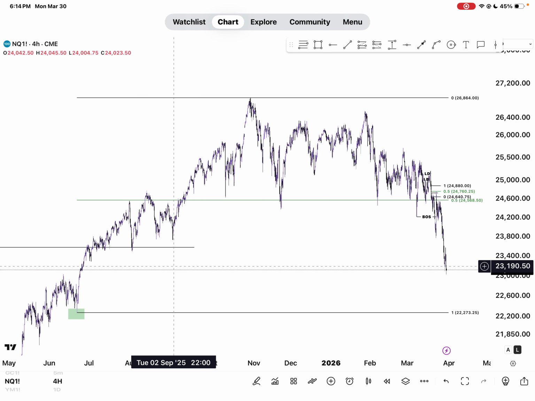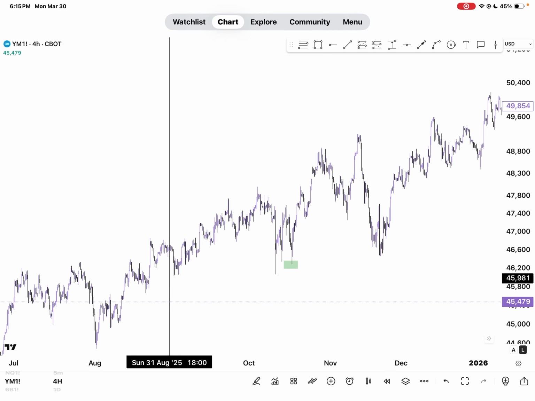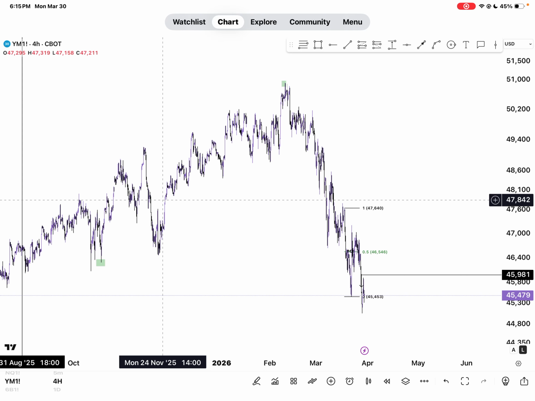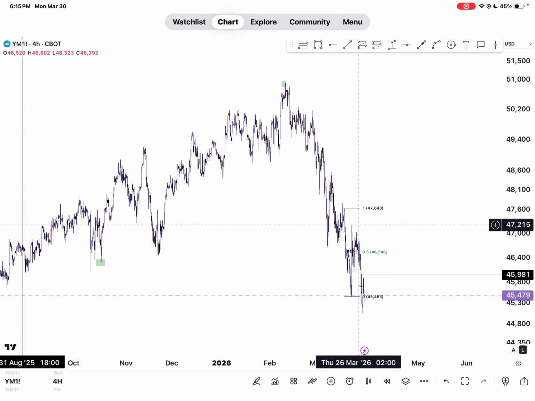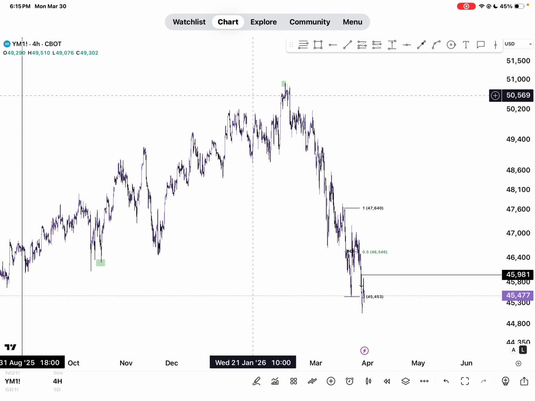And so if that's the case, if this breaks, then this will go into free fall, just like the next pair that we're looking at, the Dow Jones. So the Dow Jones broke the range that we were looking at, which was from the low to this high, and we are now in free fall for the Dow Jones. We've clearly transitioned from a bullish range into a bearish run.